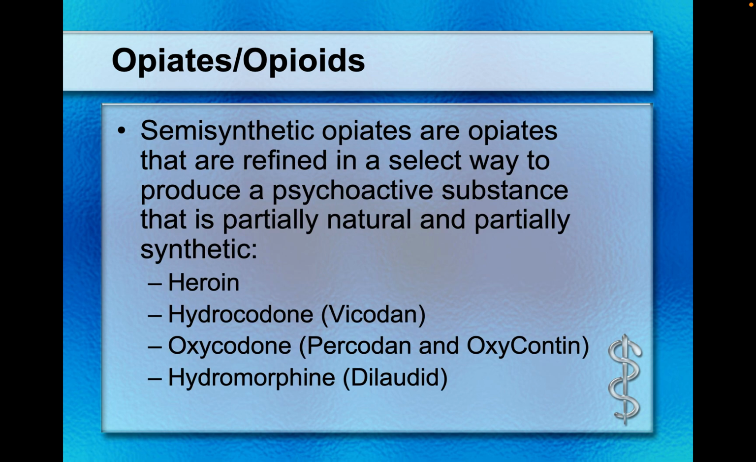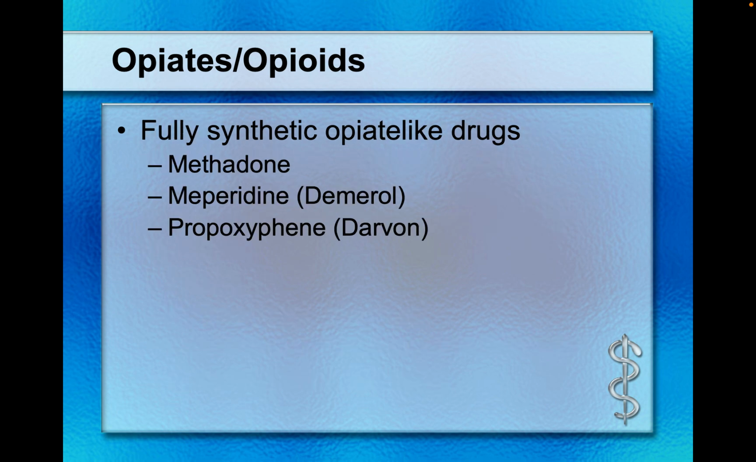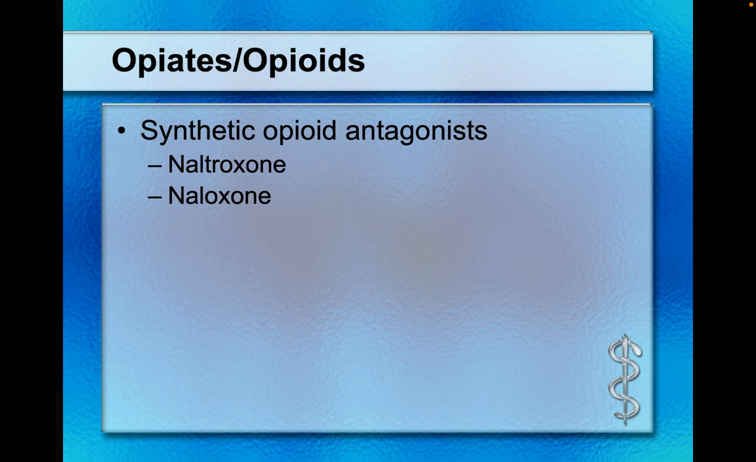Semi-synthetic opiates are opiates that are refined in a select way to produce a psychoactive substance that is partially natural and partially synthetic. And this is the way it is with heroin. It's a semi-synthetic. Hydrocodone, oxycodone, and hydromorphone, Dilaudid, Percodan, and Vicodin. Fully synthetic opiate-like drugs: methadone, meperidine, also known as Demerol, and propoxyphene, Darvon. Fentanyl is a part of this group as well. Synthetic opioid antagonists: naltrexone and naloxone.